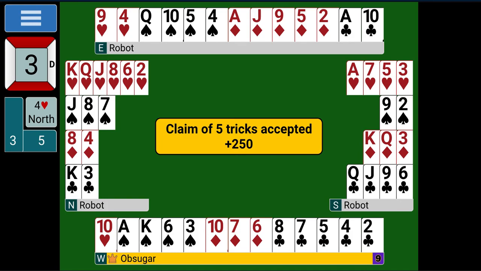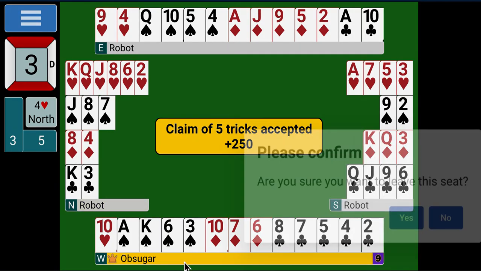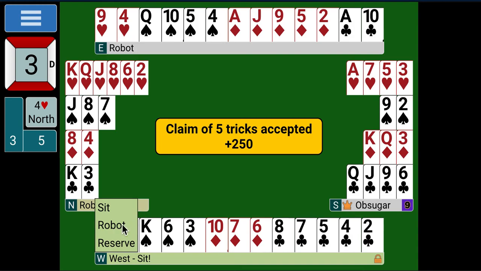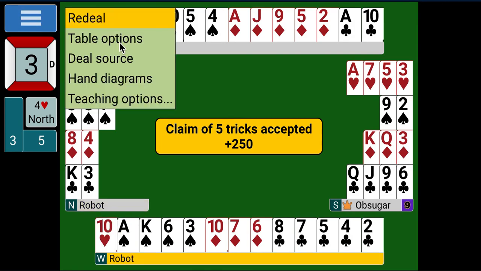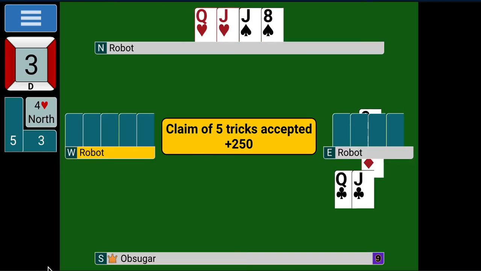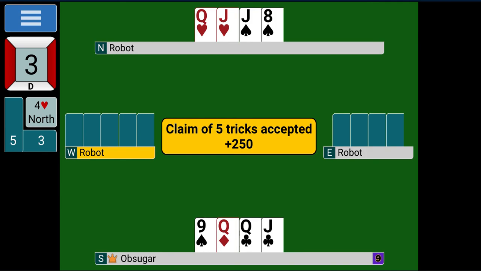Make sure I'm in the right seat this time. No, I'm not. This one I want to be in South. As you can tell, these are all real hands as I'm jumping around here. I'm going to have you kib South now. Then we'll upload this.